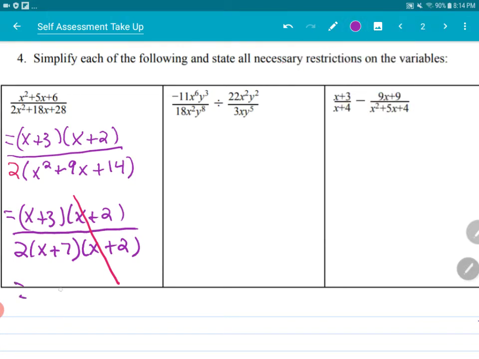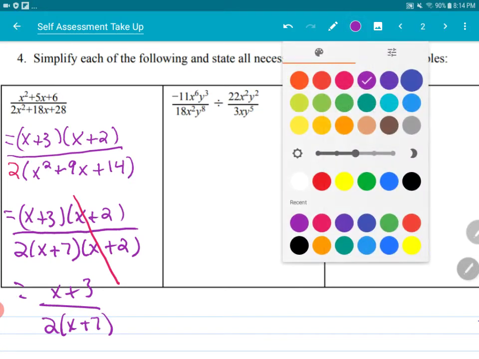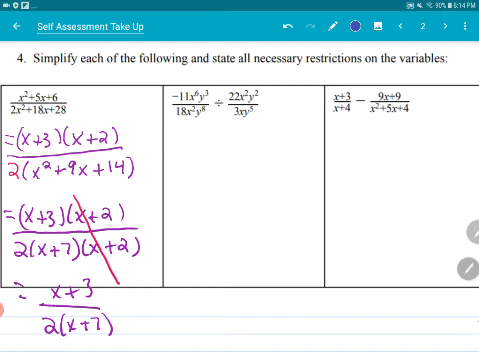And our final answer is (x + 3) over 2(x + 7). And we have to state our restrictions. Maybe I'll do that at the top. So remember, for restrictions, we want to look at every single part, every step. So looking at everything before we even cross stuff out, we see that x + 7 and x + 2 are the two factors in the denominator, which would tell us that our two restrictions are x cannot equal -7 and -2.